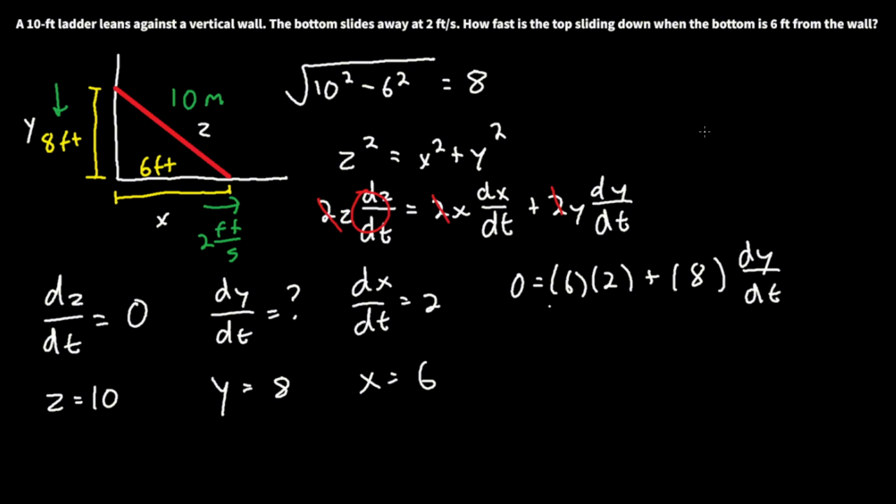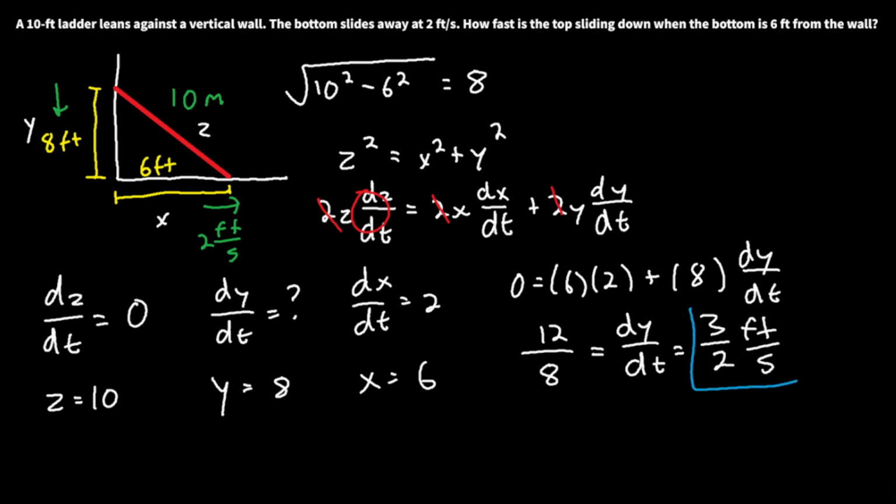So if we do just a little bit of algebra, we should get negative 12 over 8 is equal to dy over dt. And since we're only caring about speed, we can omit the negative. So let's get rid of this negative with the eraser tool. And then if you simplify this fraction, you should get 3 over 2. And since we were using the unit of feet per second, this is feet per second. So the ladder is sliding down at a rate of 3 over 2 feet per second down the wall.